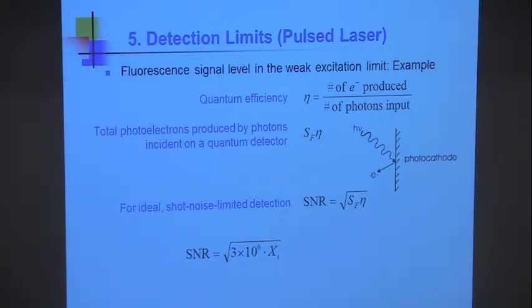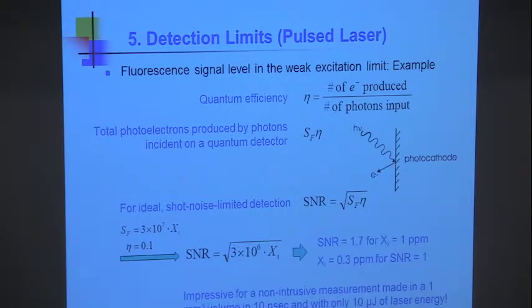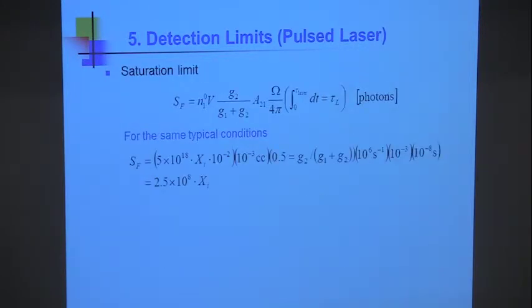The signal-noise ratio would be 3 times 10 to the 6 times the mole fraction. So even if I have a mole fraction of 1 ppm, my signal-noise ratio is square root of 3. Pretty impressive. Signal-noise ratio is 1.7 for 1 ppm. Pretty impressive for a non-intrusive measurement made in a 1 cubic millimeter volume, in 10 nanoseconds, with only 10 microjoules of energy. So that's why this is so exciting. However, the two-level model doesn't apply exactly.